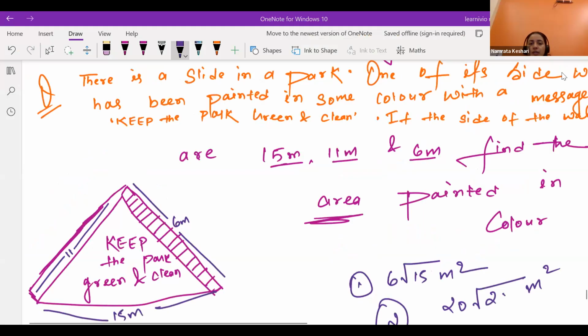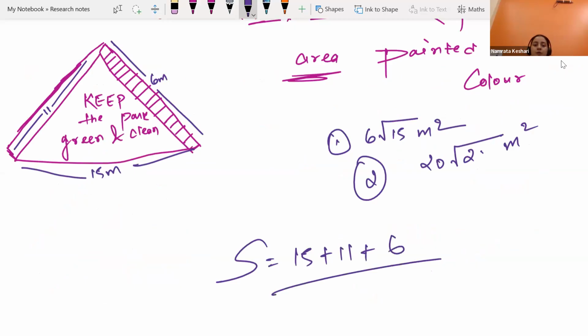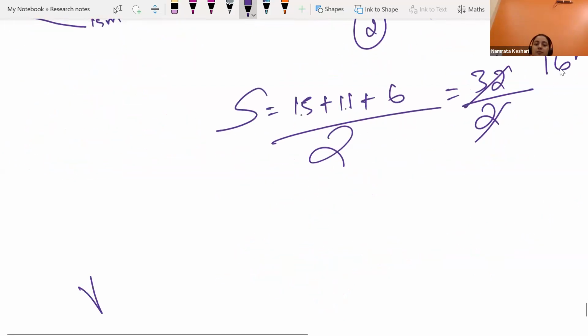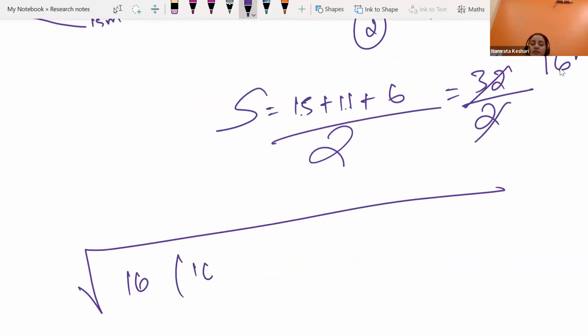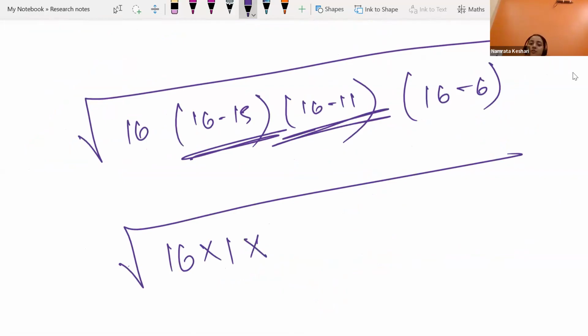Okay, let's see what we are going to get. We will be finding s, that is 15 plus 11 plus 6 by 2. 15 plus 6 is 21, 21 plus 11 is 32, and 32 by 2 means 16 meter. Now s minus a, s minus b, s minus c: 16 minus 15, 16 minus 11, and 16 minus 6. 16 minus 15 is 1. 16 minus 11 is 5. See, such a small number we are getting.